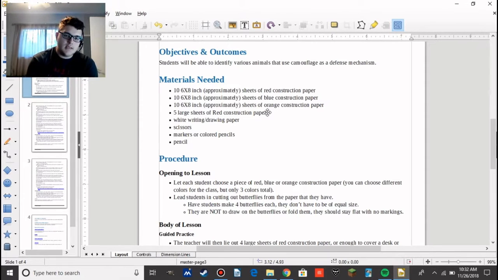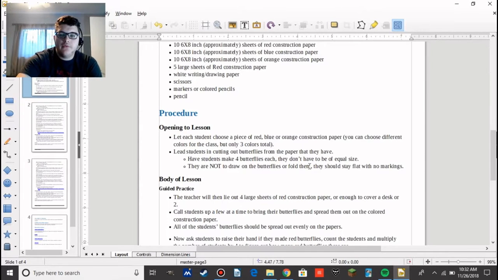Again, time constraints. Possibly would be better to do all of the butterfly makings beforehand. Possibly not, it really depends. They are not to draw on the butterflies or fold them. They should stay flat with no markings. In order to make them camouflage, I agree that they should stay flat and no markings.